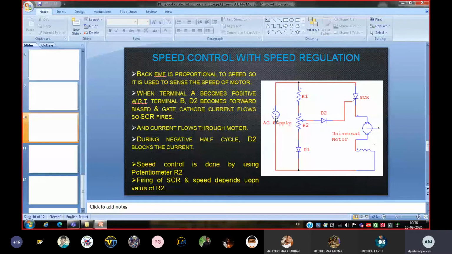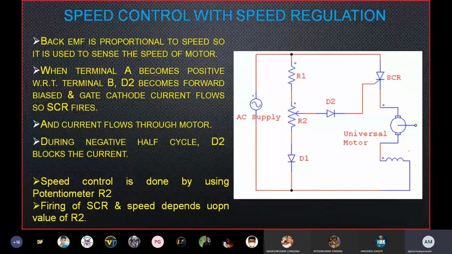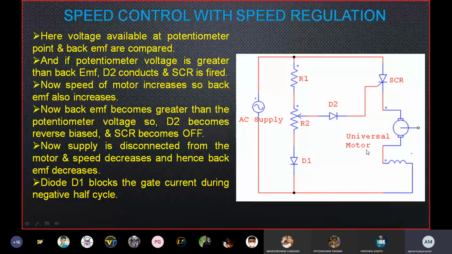Speed control of the universal motor depends upon the value of resistor R2. So firing of the SCR and the speed of the universal motor depend upon the value of resistor R2. Now here, the voltage available at the potentiometer point and the back EMF are compared. So in this method, what do we have to do? We take the back EMF of this universal motor.